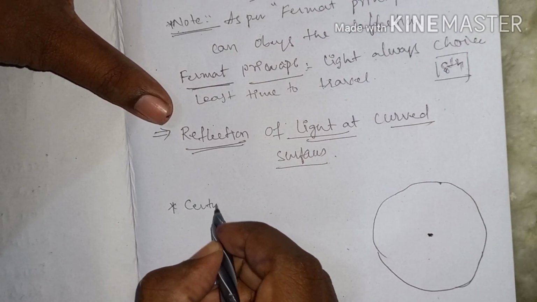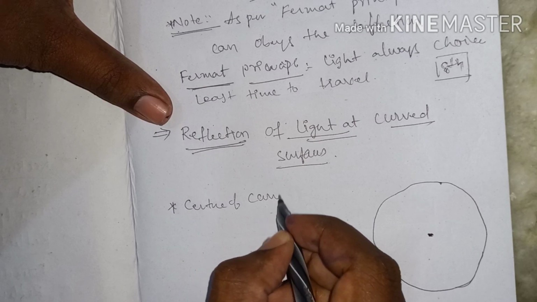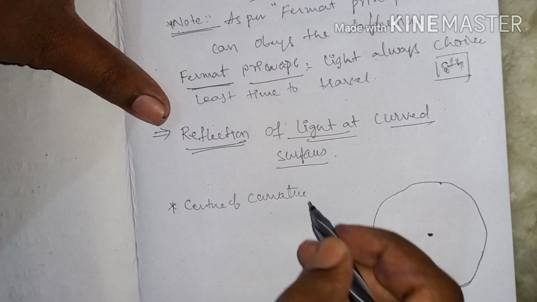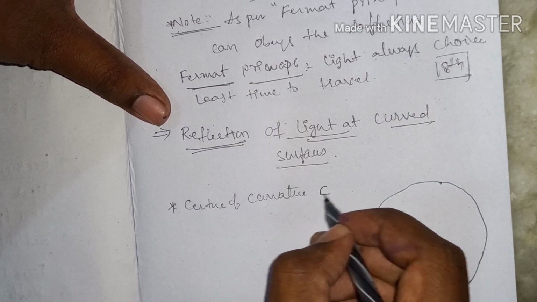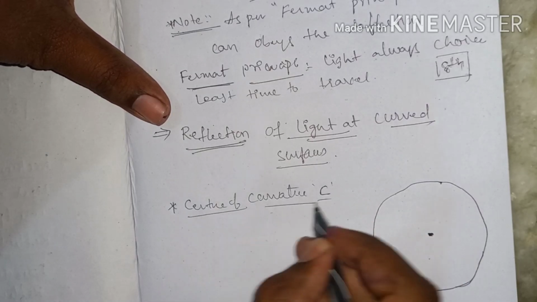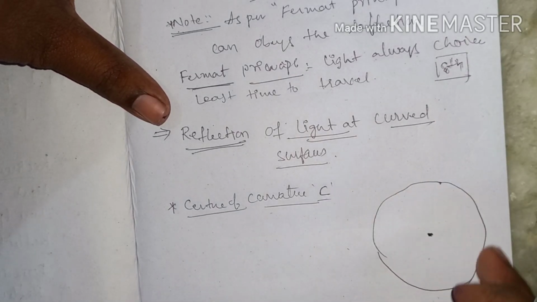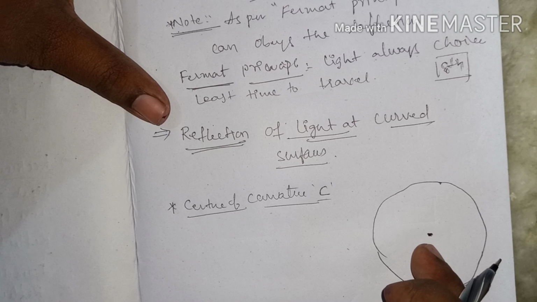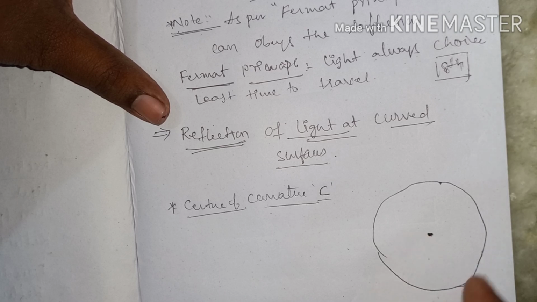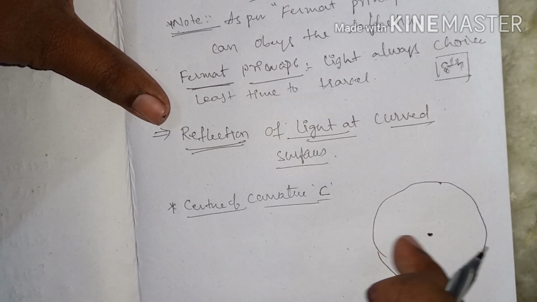Center of curvature, which is indicated with C. Okay, what is center of curvature? In a spherical body, the midpoint of a spherical body we call the center of curvature.